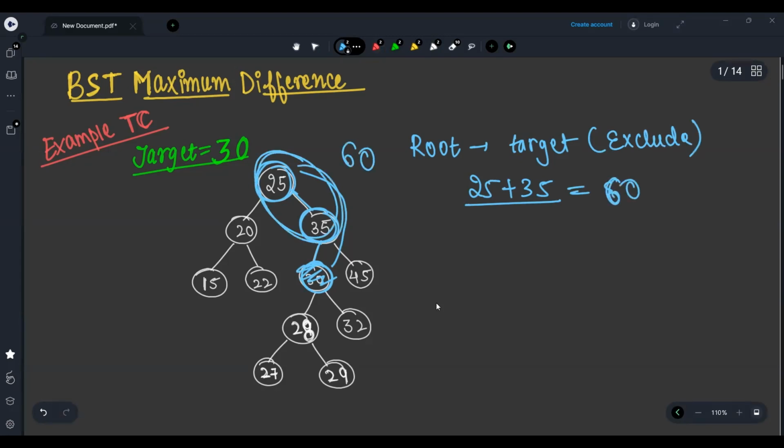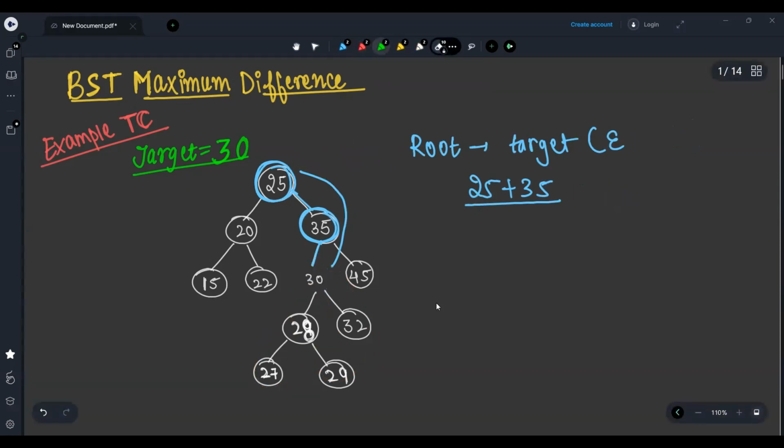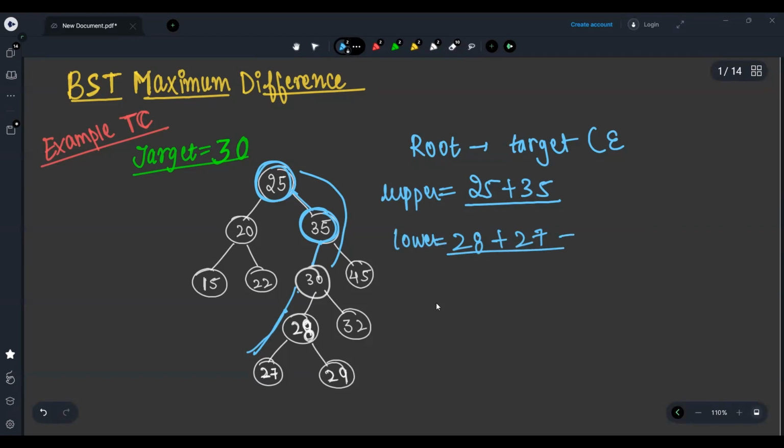Now, what do we need to find? This sum is 60, and this is our target 30. From this 30, we will go to every leaf node and find their sum. We will exclude 30. So from 30 going down, we will not consider 30, so it is 28 plus 27. This is the upper sum, and this is the lower sum. The lower sum is 28 plus 27, which is equal to 55.